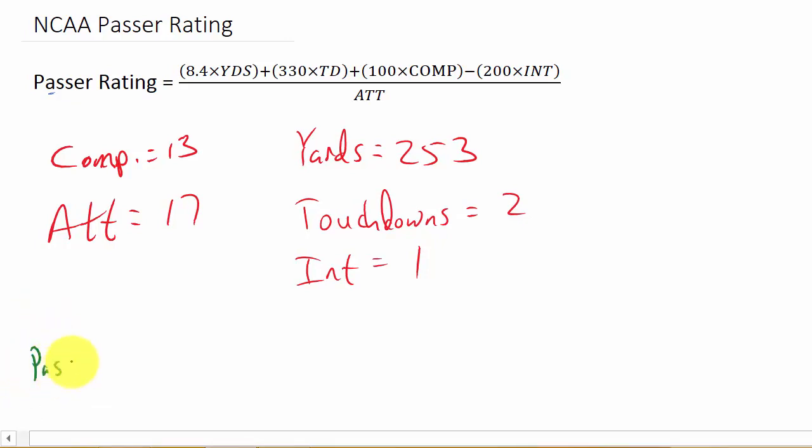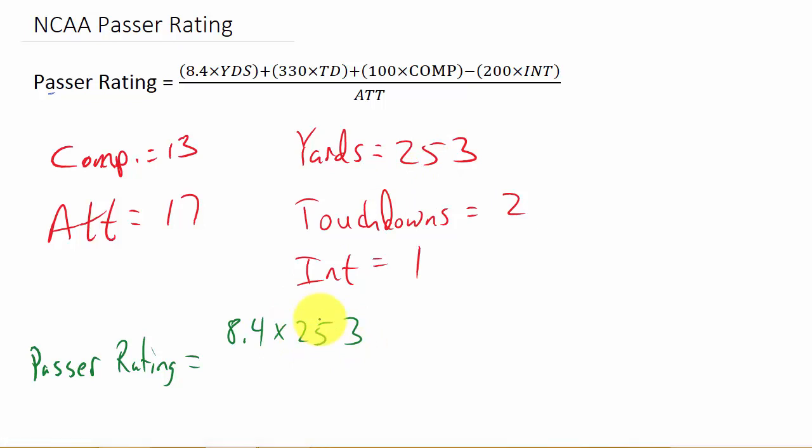So the passer rating would be 8.4 times the number of yards, which is 253. And let me go ahead and pause right here for a second. I also have a spreadsheet set up that you'll have access to. You'll be able to download the file for it, a Google Doc, and I'll also make an Excel file available. I'll go over how to do it in the spreadsheet after I do this.